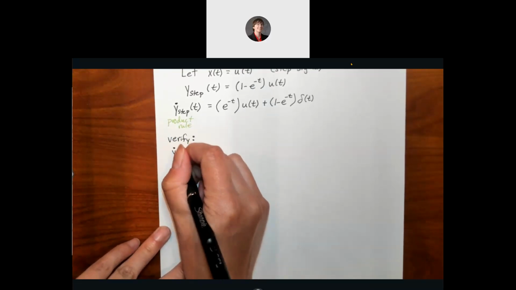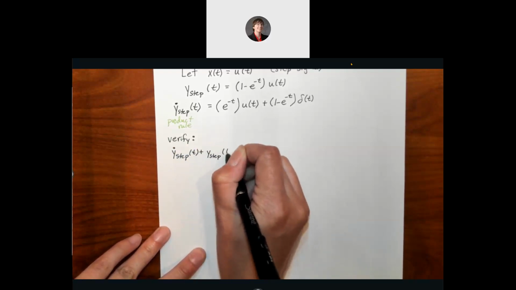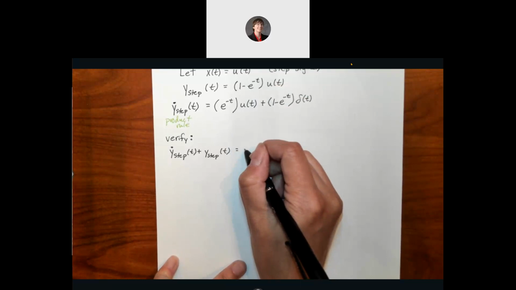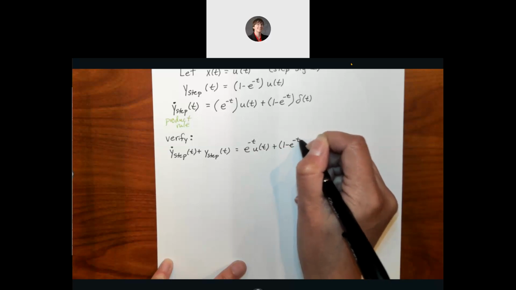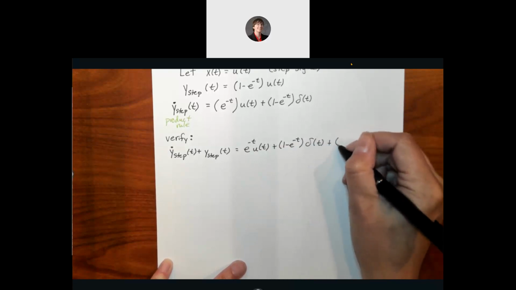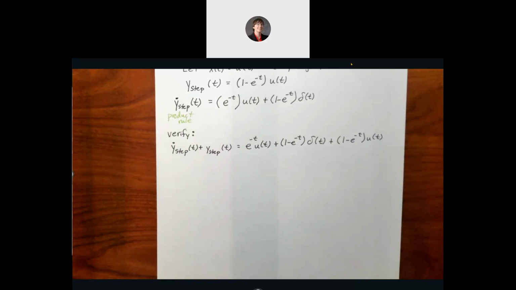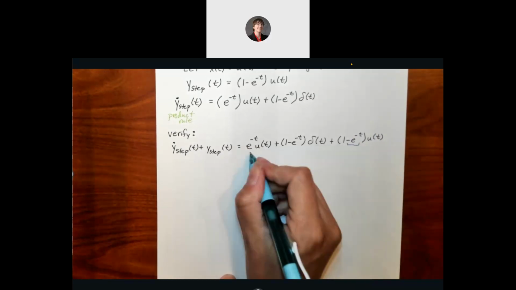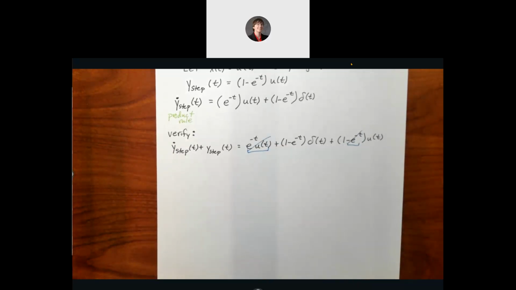So our derivative plus the signal, we substitute in our solutions here. So we have e to the minus t u of t plus 1 minus e to the minus t delta t, and then our y step, 1 minus e to the minus t u of t. So if we're looking at this, we can see this term and that term are going to cancel each other out. We have plus minus e to the minus t u of t.